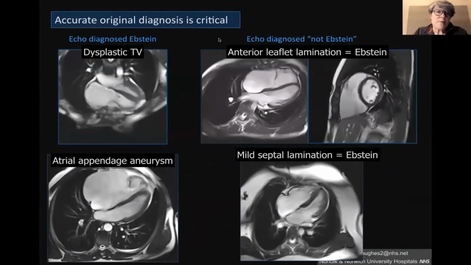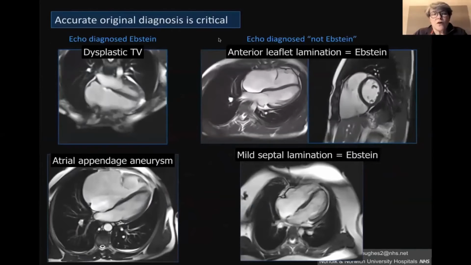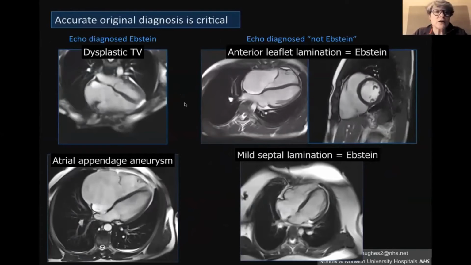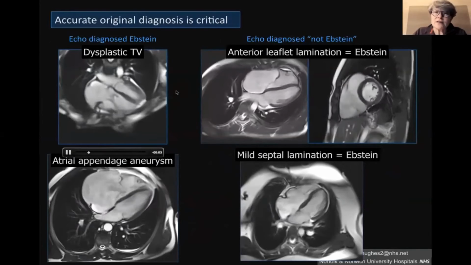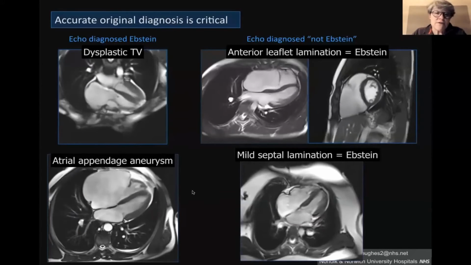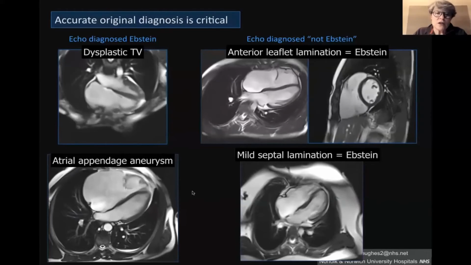And I think MRI can help to give a broader view and a larger vision of the nature of the valve and the ventricle to help specify the diagnosis. The patients in the left-hand panels were diagnosed as having Ebstein malformation, but the superior patient had a dysplastic valve without lamination that required a very different surgical intervention. And the patient in the lower panel, in fact, even with severe right atrial dilatation and severe tricuspid valve regurgitation, does not have any lamination of the leaflets, but in fact has an atrial appendage aneurysm.